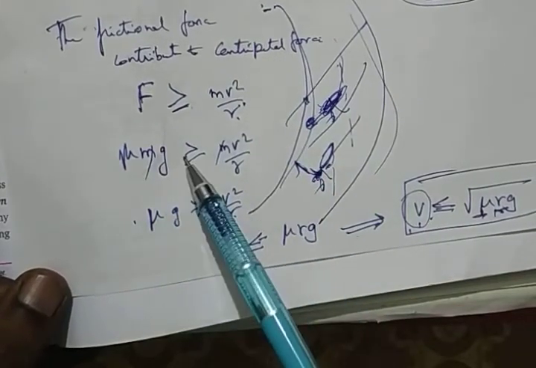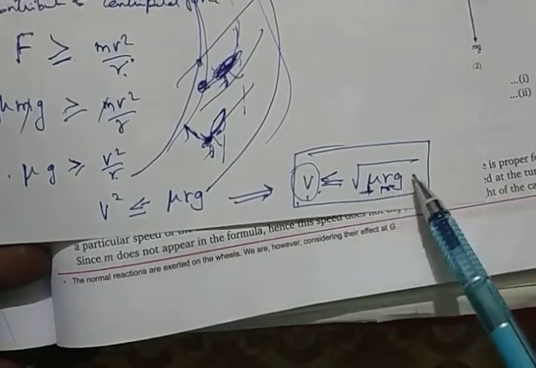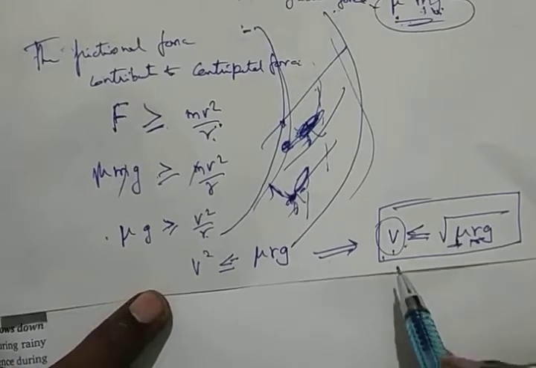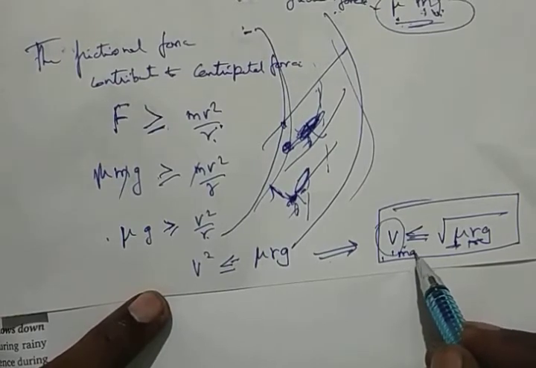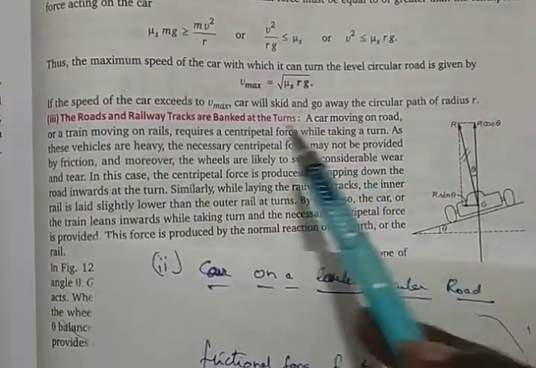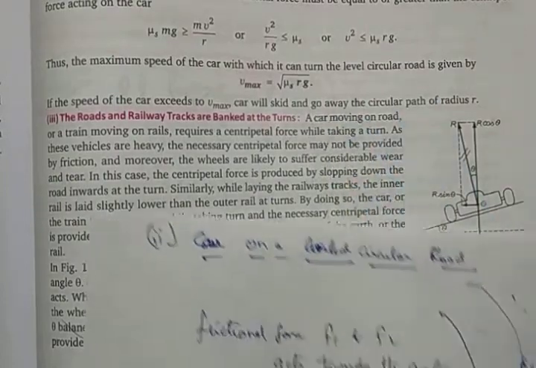So mu mg is greater than or equal to mv squared by r, because mu mg is the friction force. So the maximum velocity is going to be equal to the square root of mu rg. That's the value. Alright, with this we conclude. Before going to the next one, you have to write it as maximum. This is the maximum value. You can see in the book also it is written that the value of v should be maximum. The maximum value is the square root of mu rg.